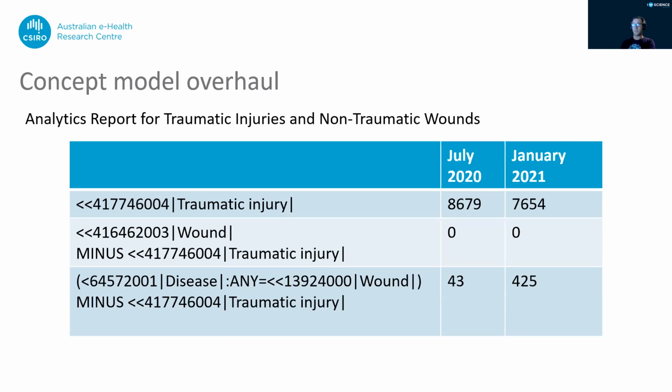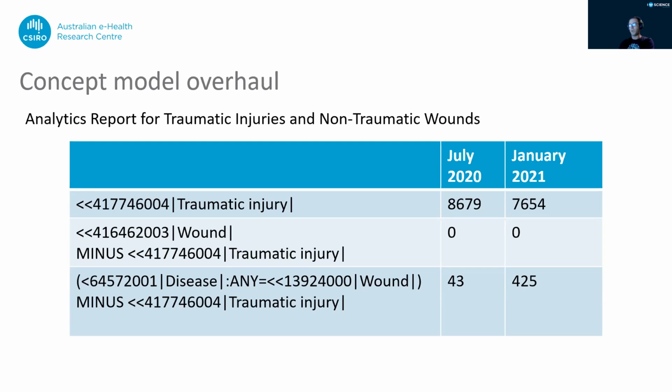Another big one is if there's a concept model overhaul. So here we've got 3 different queries. This came from someone who was doing some analytics a little while back on traumatic injuries and wounds. You can see that the first query I've got is just for traumatic injuries, and there's a little bit of difference between those 2 numbers between January and July. I'll just say that's down to natural growth or changes in the terminology.